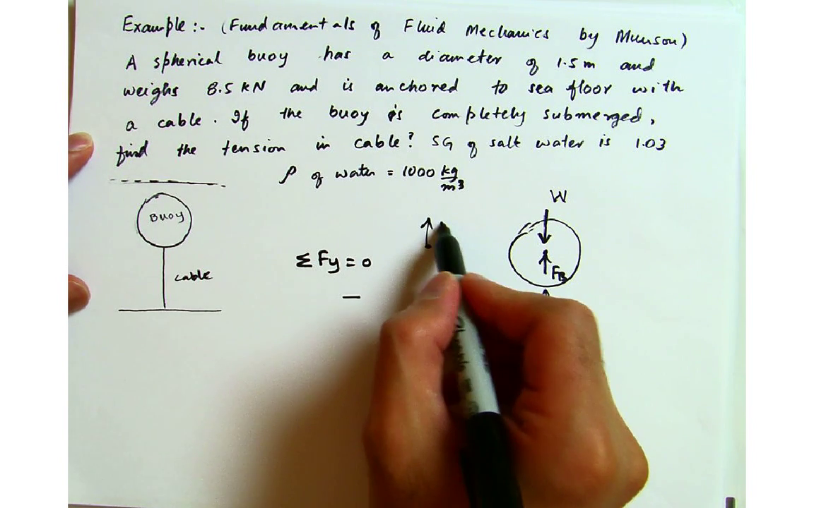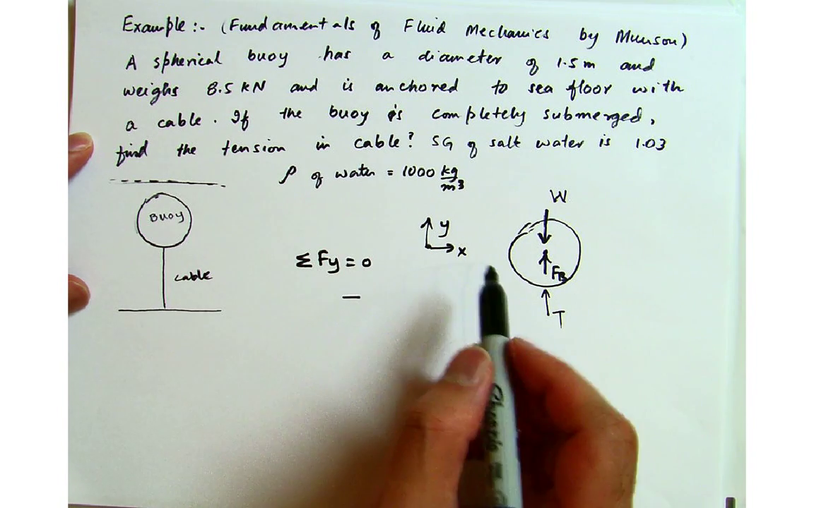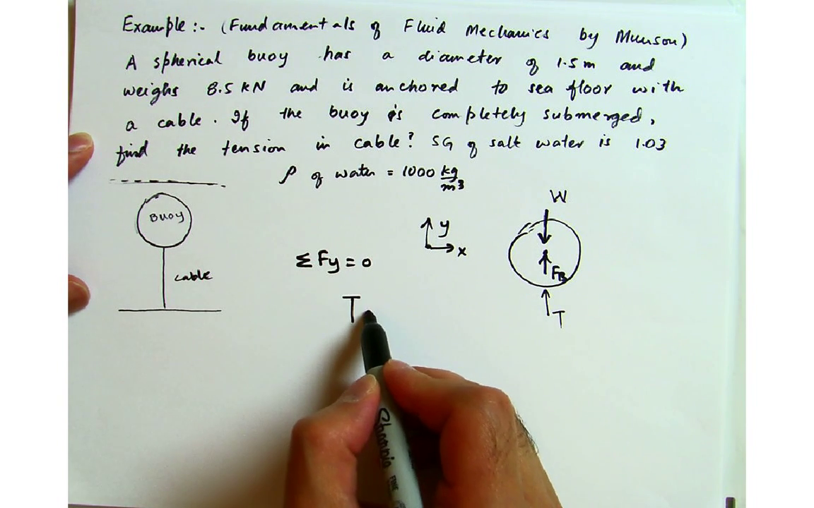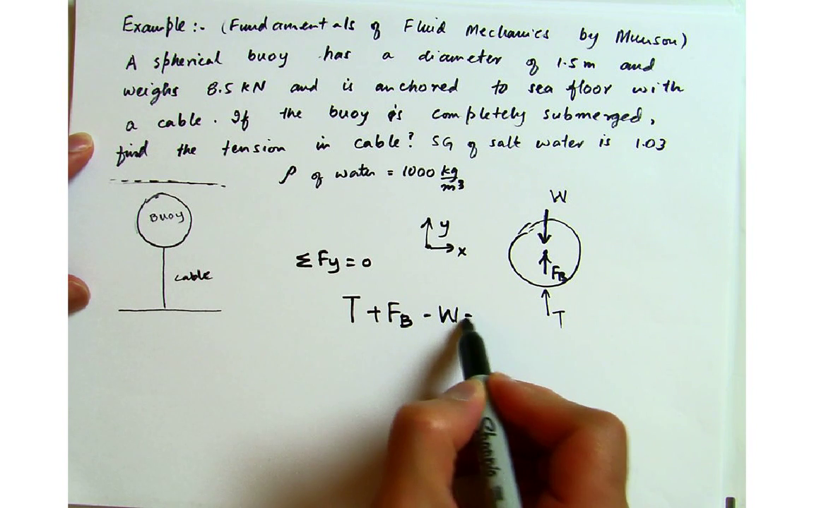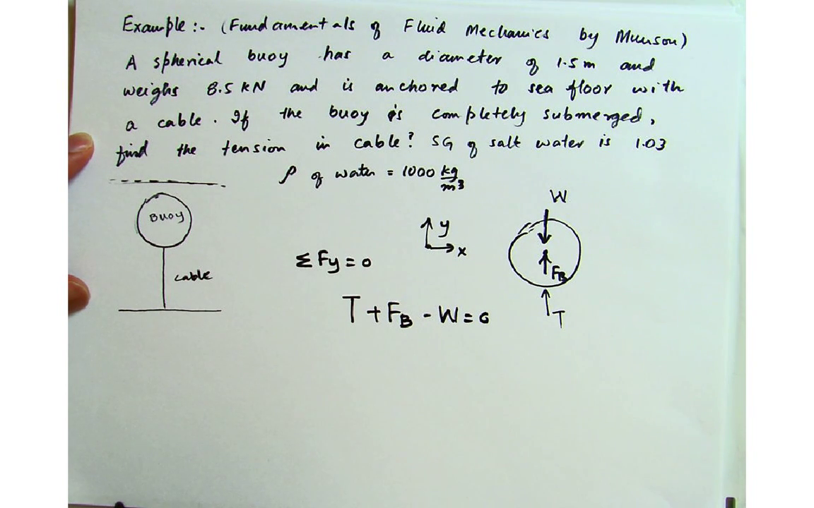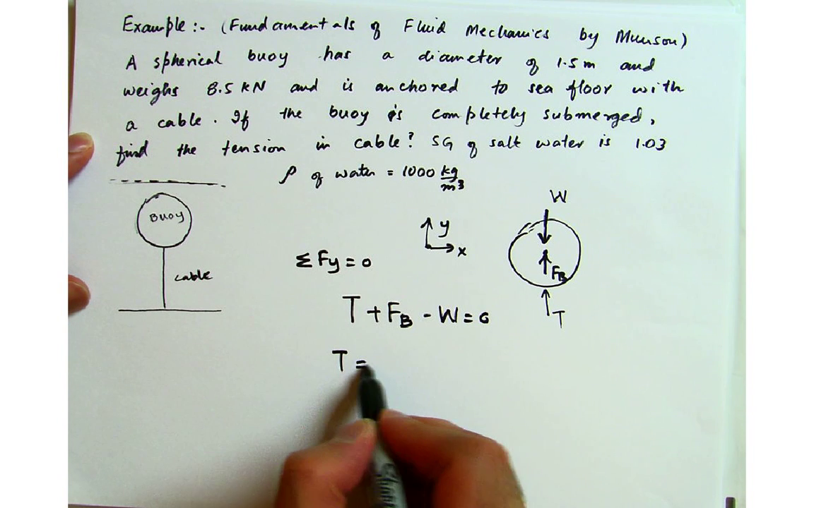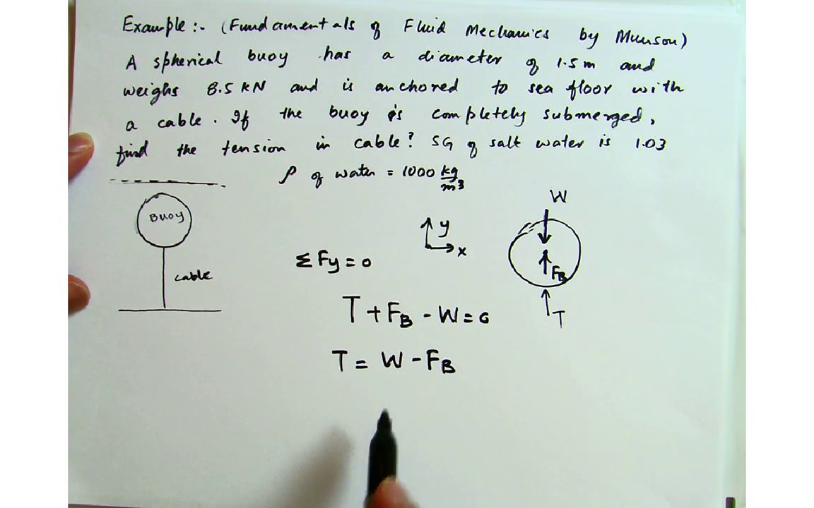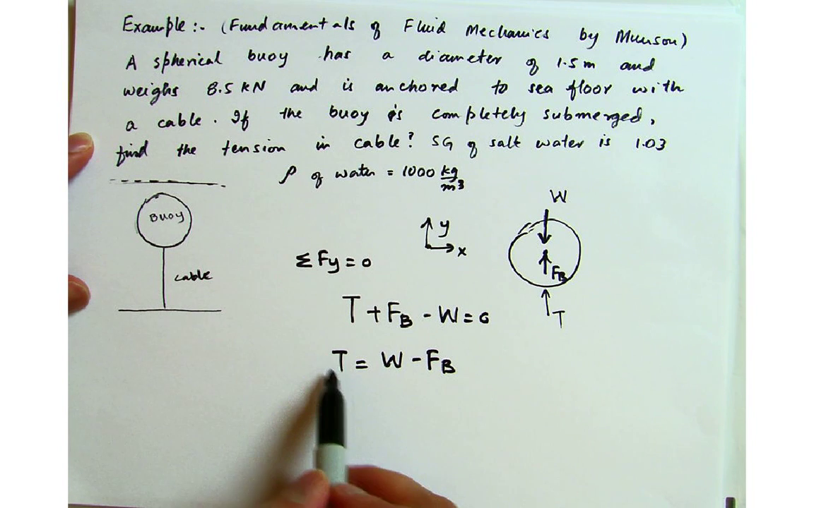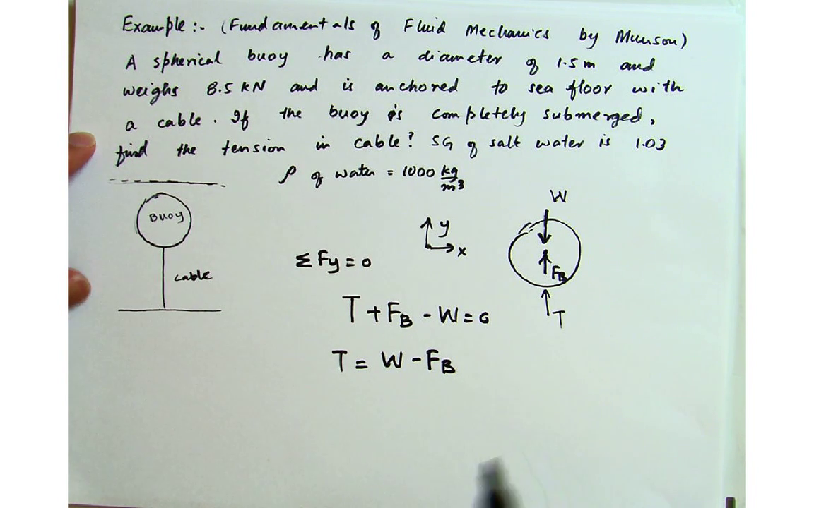So I can make this my y-axis, this my x-axis, so anything that goes up is positive. So T plus F_B minus W is equal to 0. Okay, so if I have this, then I can write T equals W minus F_B. So to get the tension in the cable, I need to know the weight and the buoyant force.